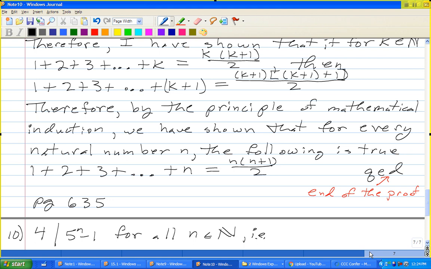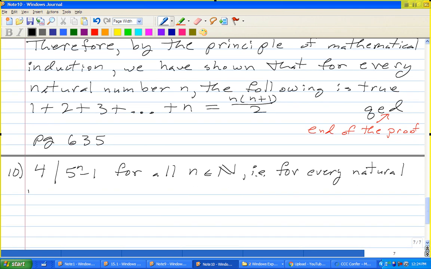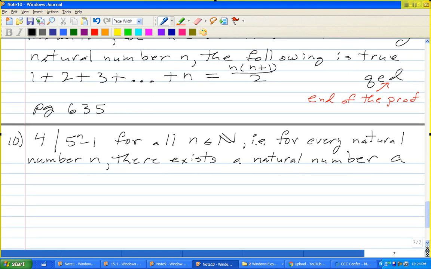Okay, so the fact that I have that 5^n minus 1 is divisible by 4 means that for every natural number n, there exists a natural number, let's call it a, such that 5^n minus 1 is equal to 4a.